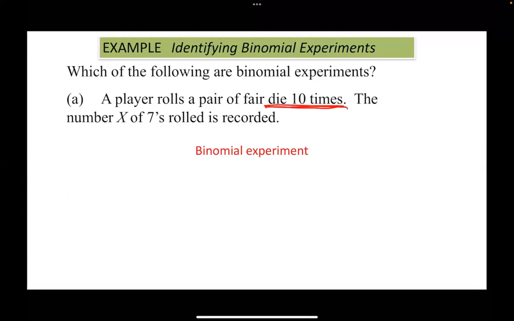The probability of rolling a 7 is the same every time. Rolling a 7 one time is not going to make it so that I can't roll a 7 another time, or that it's more likely to roll a 7 another time. Unless you're like a gambler in Vegas, because people think that one thing affects the other, but we won't even go there. All right, let's look at the next one.